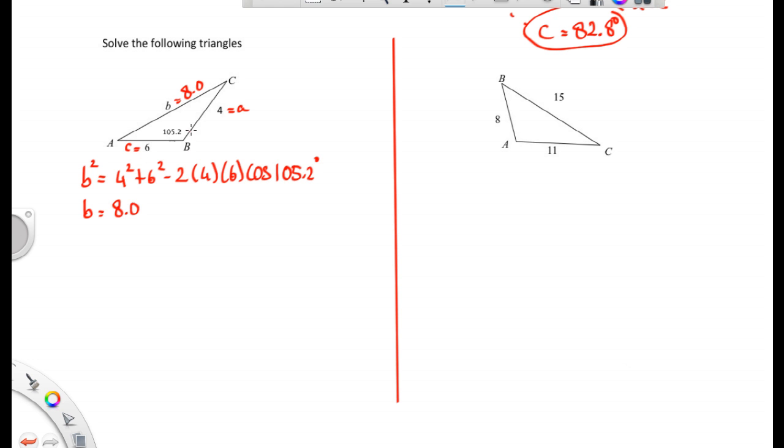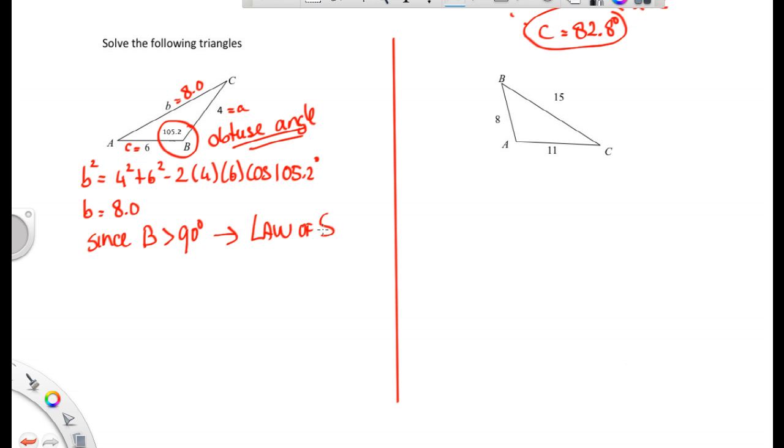Okay, so b is 8.0. Notice that b is an obtuse angle. You can only have one of those in a triangle. So since b is larger than 90, the law of sines will work here. You could say b over the sine of b is c over the sine of c. You know what? I might as well finish this. So b was 8, so 8 divided by the sine of 105.2 is equal to 6 divided by the sine of c.